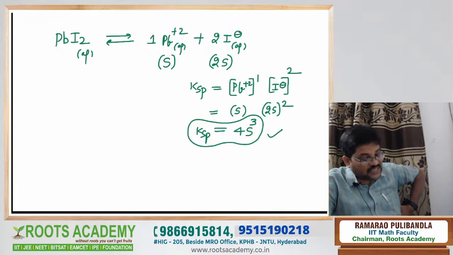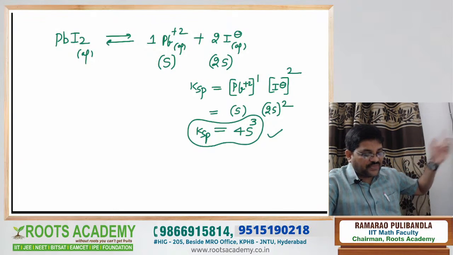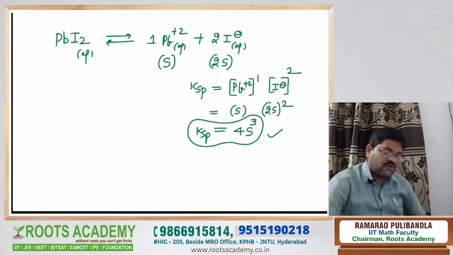So, you write the statement like that, and you get full marks. It's a 4 marks question. You write the statement like that and do the derivation like that, and you get full marks. Ksp is equal to 4S cubed. Simple logic, no confusion. And what is the next point given?